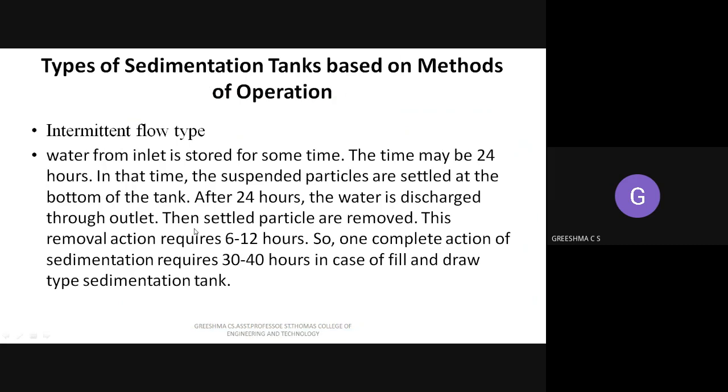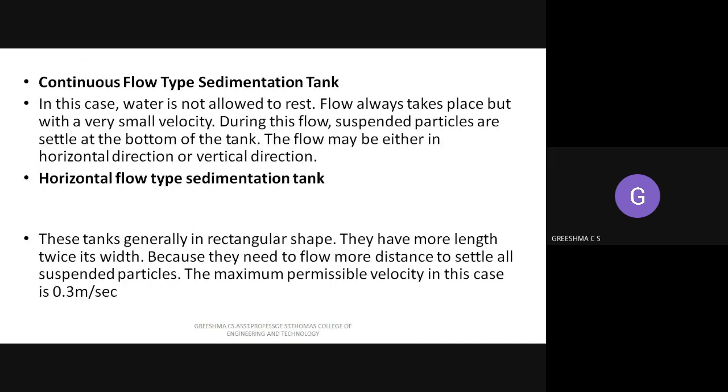Based on the intermittent time, as we discussed yesterday, the water will be stored for some time. After that, you remove the water, clean the tank, and again there will be flow. That kind of tank is called intermittent. Next, we have continuous flow, which means water will be there 24 hours. Next is the horizontal flow sedimentation tank.